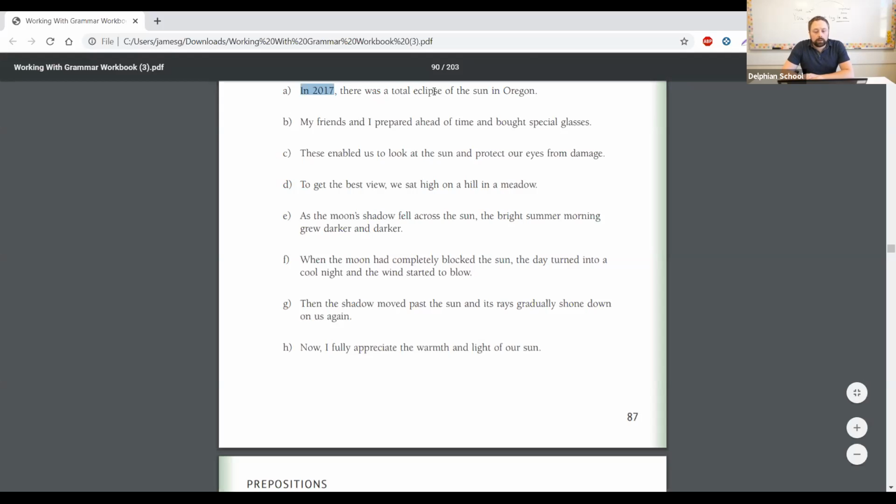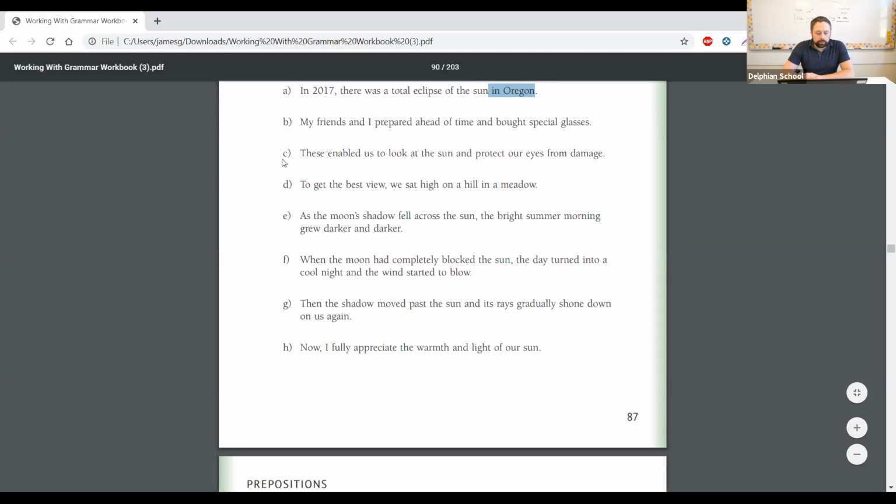Great. An eclipse of what? Because there can be eclipses of the moon, of other heavenly bodies. But this one is a total eclipse of the sun. It's connecting sun with other words in the sentence. And lastly, where did this happen? It happened in Oregon. So in, of, and in again, those three prepositions each start a prepositional phrase. In 2017, of the sun, and in Oregon. Very good job.